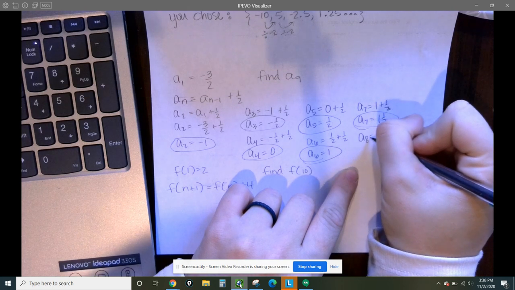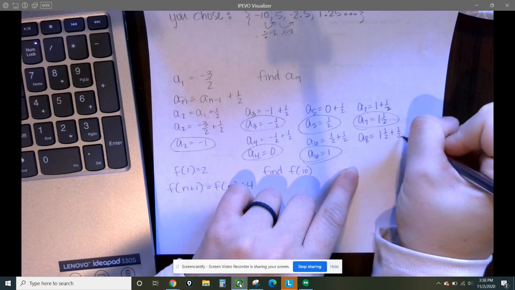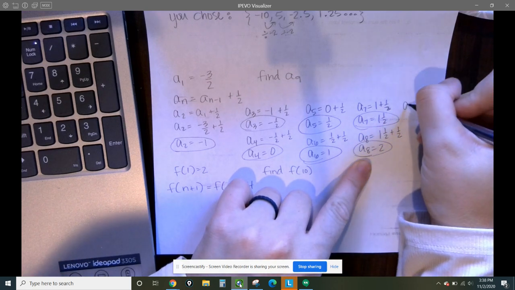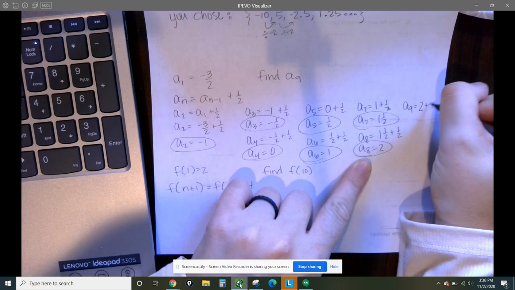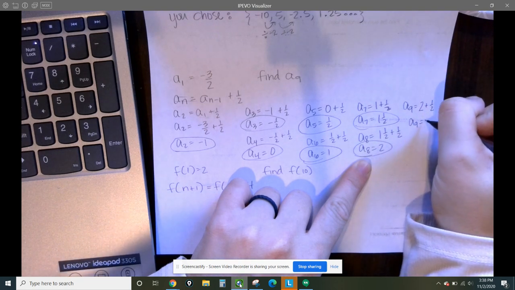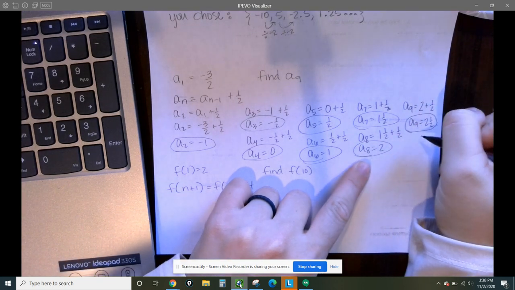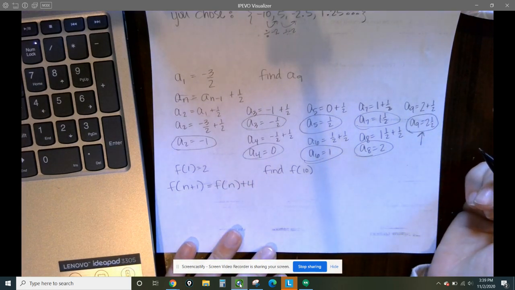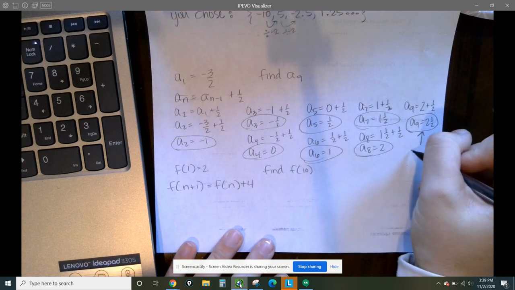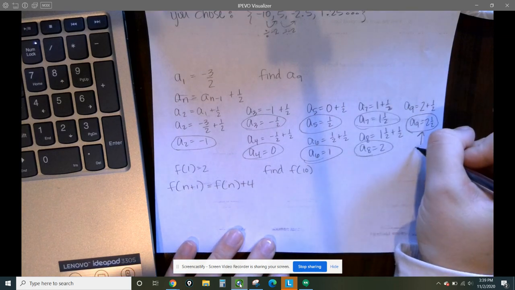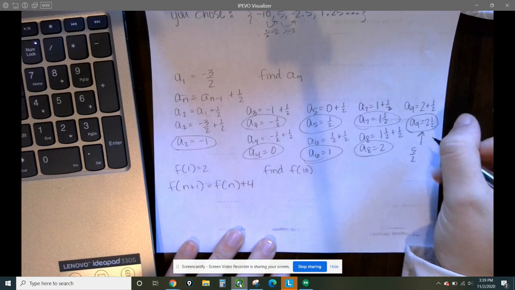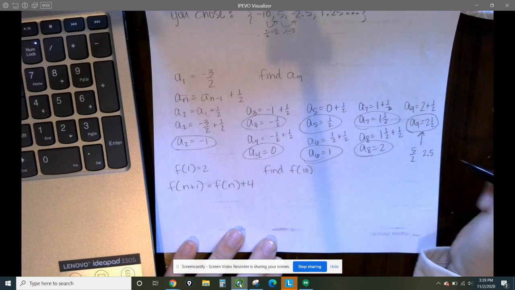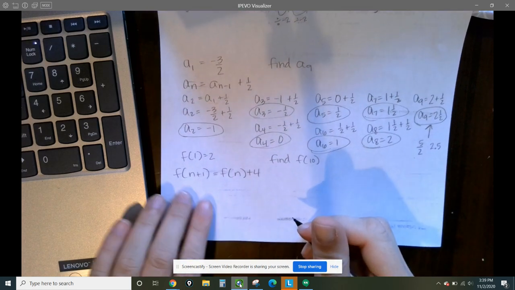To find A8, I'm going to take the previous term and add 1/2. So A8 equals 2. And last, to find A9, I take that previous term and add 1/2. So A9 equals 2.5. That is how you do those recursive formulas to find the right answer. You can write this depending on how you did your fractional work. This is the same as writing 5/2 if you kept it as an improper fraction the whole time, or I think you could even put 2.5 if you were doing decimals.